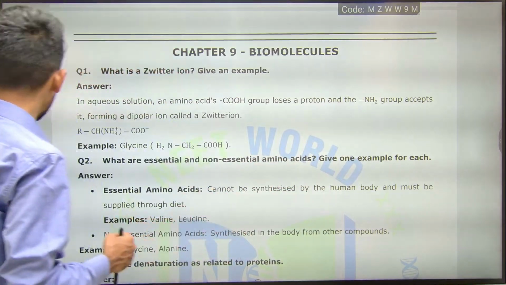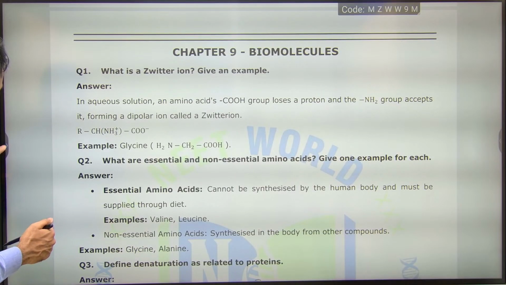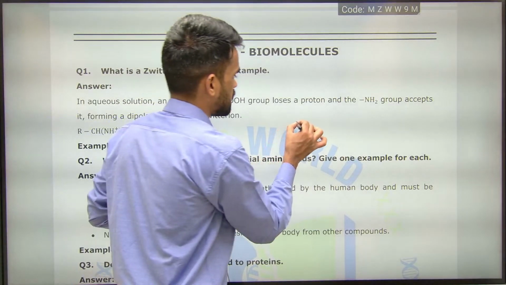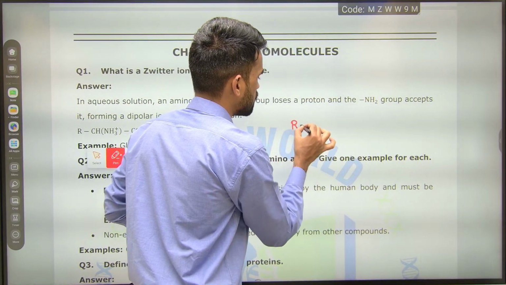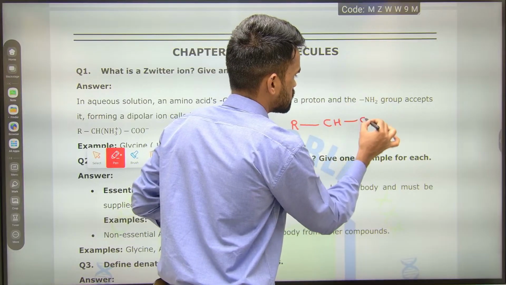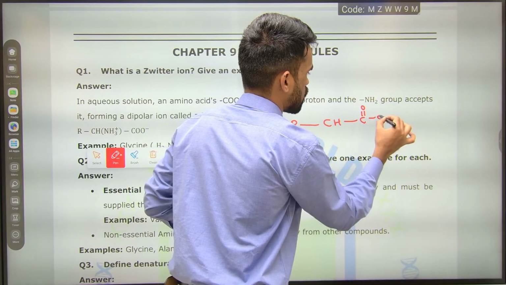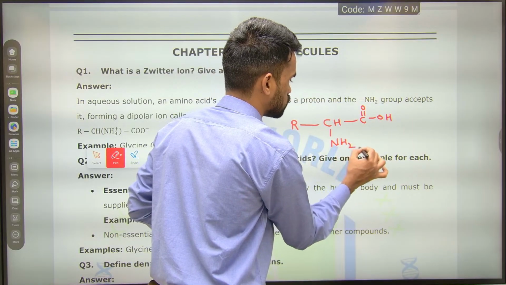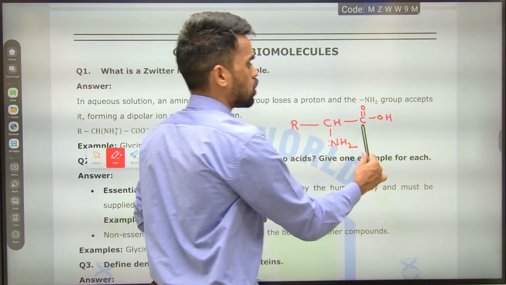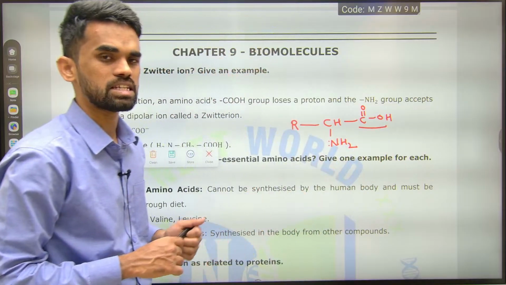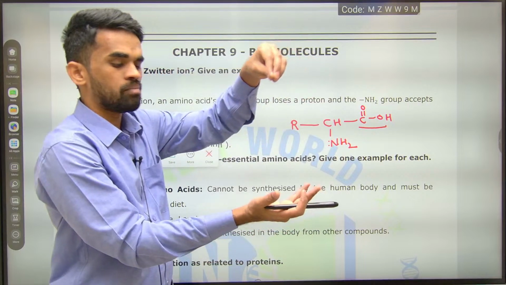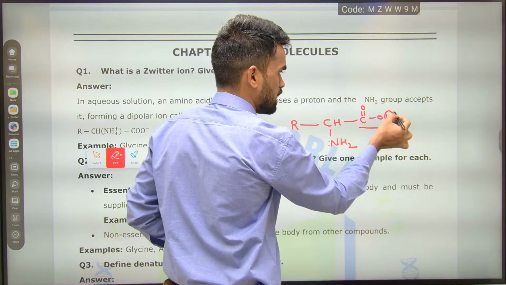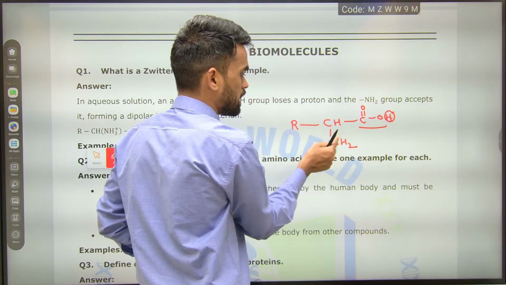Let me give you the example by writing it. Let us say there is an amino acid, R CH COOH. This is a carboxylic acid, and on the alpha carbon there is one NH2 group. The amine is a basic group and the carboxylic acid is an acidic group. Whenever you place this in the aqueous medium, the proton from the carboxylic acid is released and taken by the amine group.